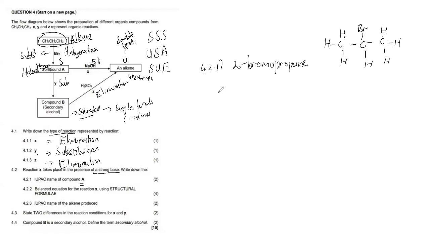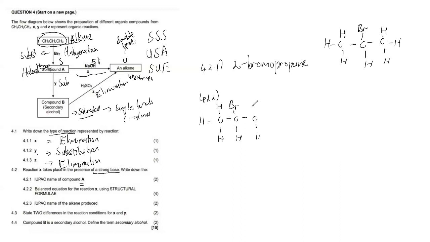Hope that makes sense. Then 4.2.2 says write down the balanced equation for reaction X using structural formulae. For reaction X, we now have compound A there, which we helped ourselves to by drawing the structural formula. So this is what we're going to be having.